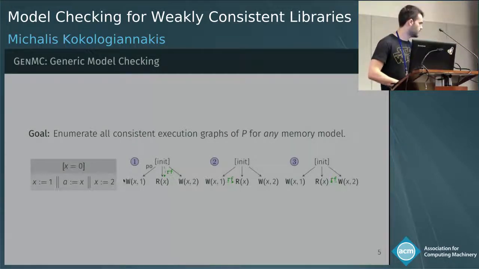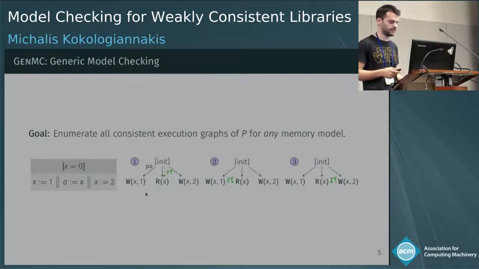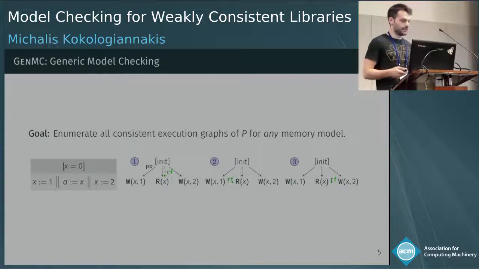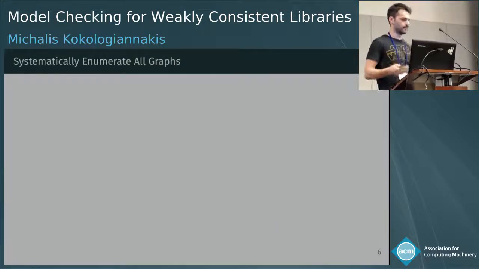Now, in these graphs, the nodes correspond to instructions of the program. For example, this means write to x the value 1. The black edges are PO edges, so program order. They connect the events of the same thread. And the green edges are reads-from edges, RF, which show where a particular read is reading from. So in the first execution, this read is reading 0, the initial value. In the second execution, this read is reading 1 from the first thread. In the third execution, the read is reading 2. And so what we want to do is systematically enumerate such graphs for a given program. And of course, the question is how to do that, how to systematically enumerate all graphs of a given program.